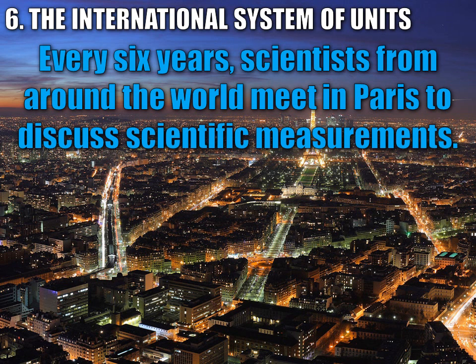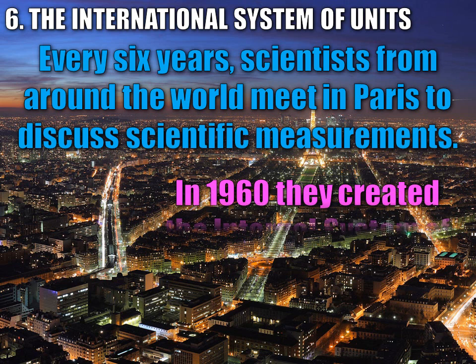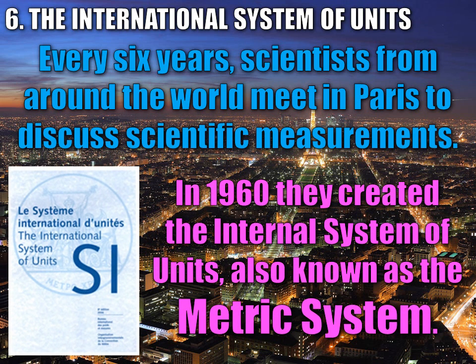So every 6 years, scientists from around the world meet in Paris to discuss scientific measurements. They've been doing this since the 1800s. And scientists have been meeting up in Paris and discussing how we should take measurements. What are the best techniques to use to take measurements? So in 1960, the scientists at this meeting created the International System of Units, which is also known as the metric system.